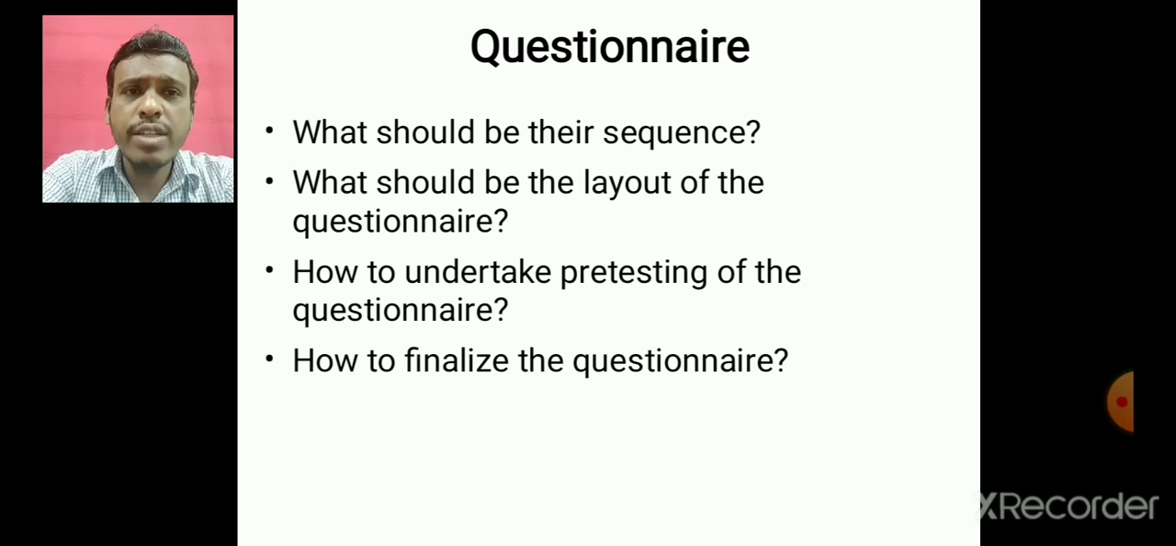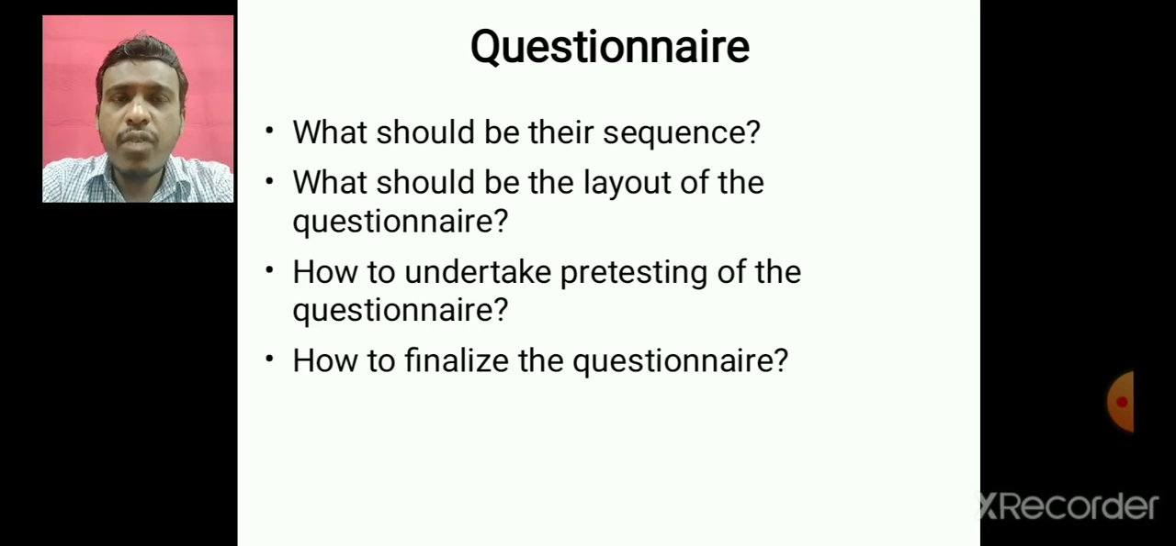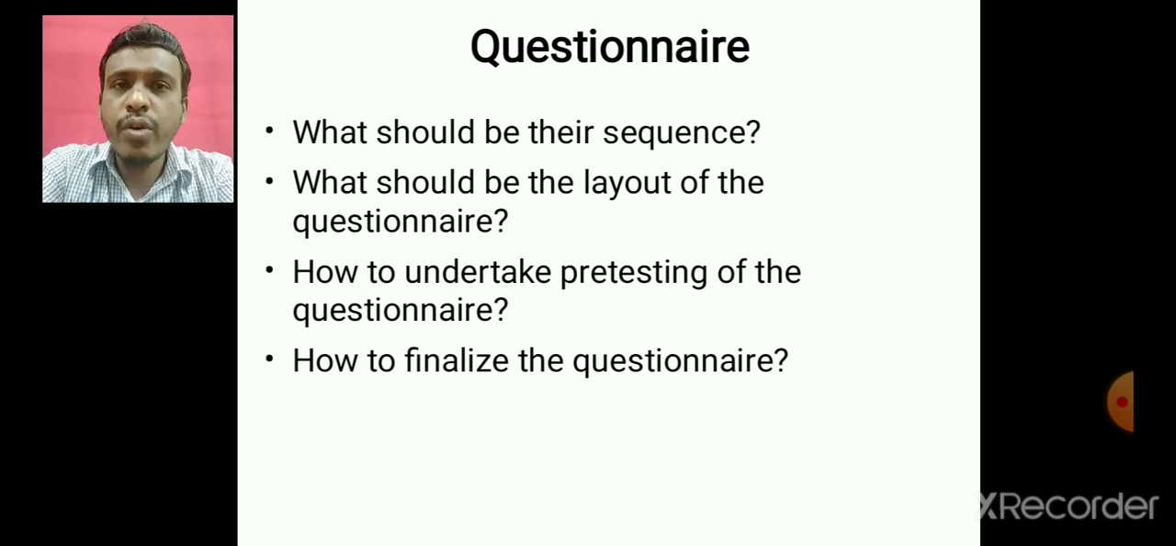The next point that you have to consider is how to undertake pre-testing of the questionnaire. Now what is pre-testing? This questionnaire you are devising is something you are preparing because you want to give it to your respondents. Instead of giving it to all the respondents, first you have to check whether all the wordings, all the sequence, all the questions you are asking are not ambiguous, that they are actually right, and that respondents understand them in the same meaning as you intend.